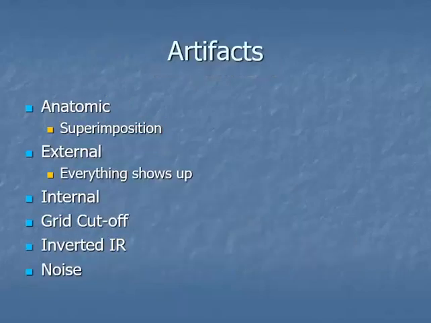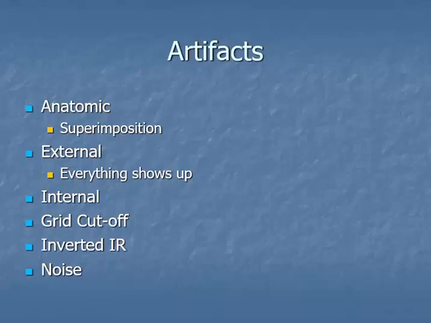So artifacts, you've got internal and external artifacts. In the anatomy, you've got superimposition, which we don't really think of as being an artifact, but it is if it blocks the image or the appearance of the anatomy that we want to see. So external artifacts would be things like, I don't know, bra snaps, things like that, buttons. So keep in mind that in a digital world, pretty much everything shows up.